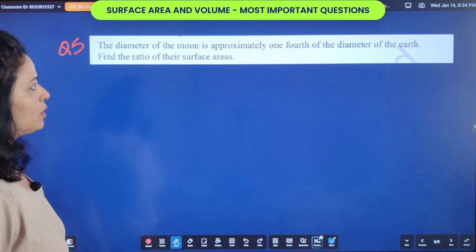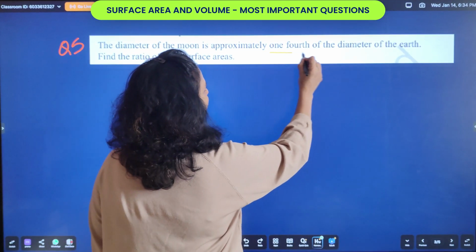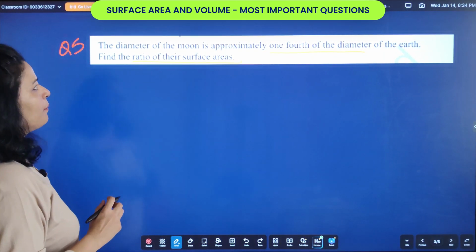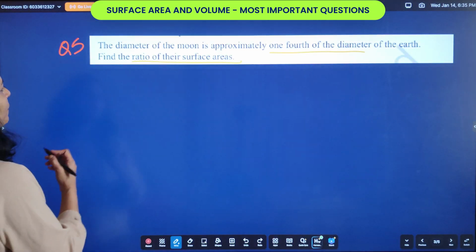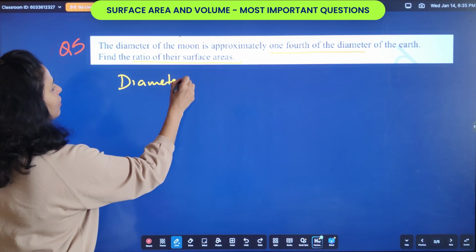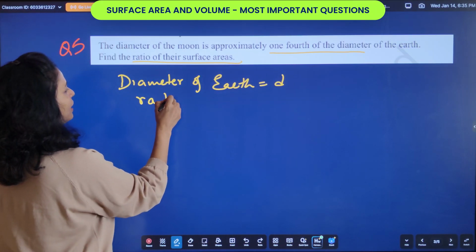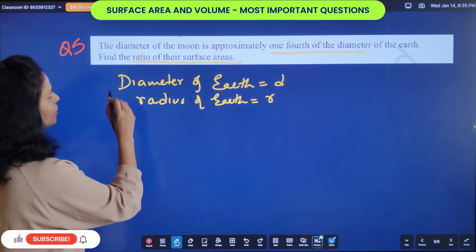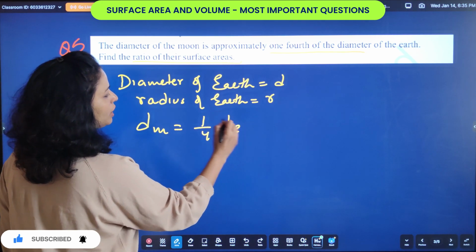Now the fifth question is also a good question here. Diameter of the moon is approximately 1/4 of diameter of the earth. So you have to find the ratio of their surface area. Now the moon and the earth are spheres. So here we will be using the formulas related to sphere. Okay. So here, if you consider diameter of earth as d and radius of earth as r. Okay. So here they have given you diameter of the moon is 1/4 of diameter of the earth.